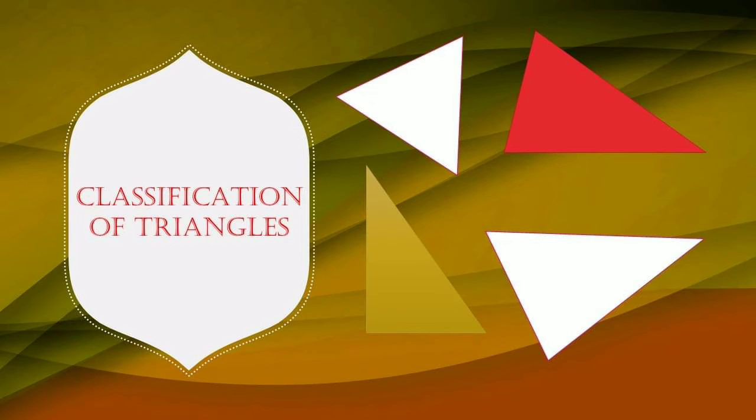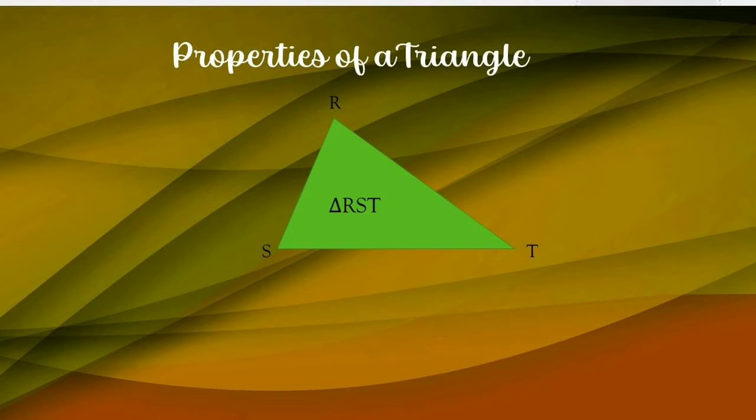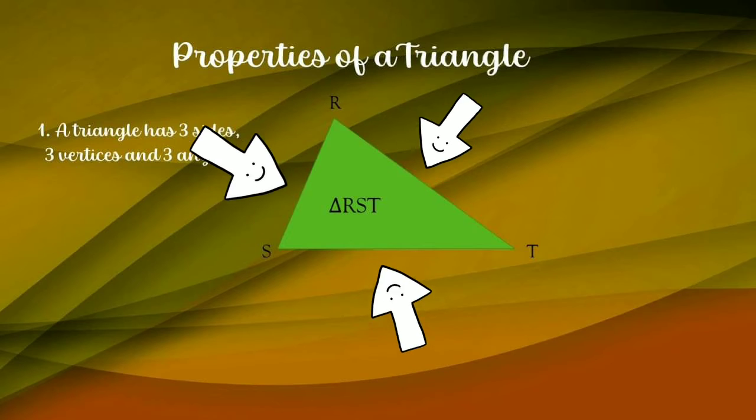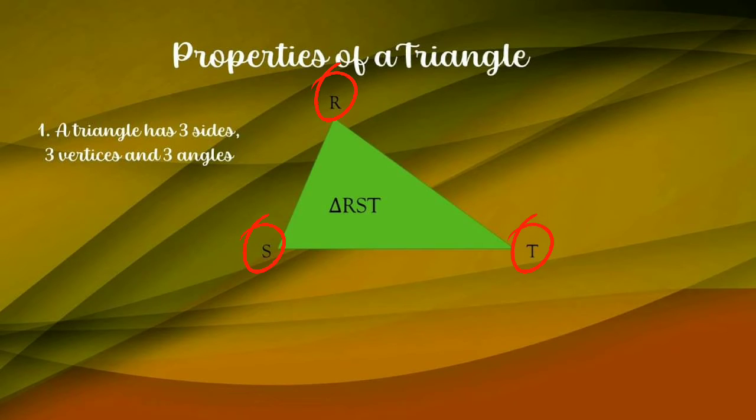Today we're going to talk about the classification of triangles. So a triangle is a polygon with three sides. Let us discuss the properties of a triangle. Let's say we have this triangle RST. So number one, a triangle has three sides, three vertices, and three angles.